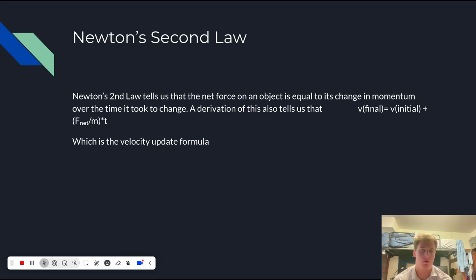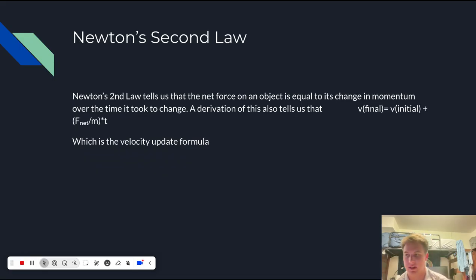A derivation of this formula also tells us that v final equals v initial plus F net divided by m times t, where F net divided by m is acceleration and t is the time it accelerated. This is also known as our velocity update formula. So that's where we get our velocity update formula from, Newton's second law.